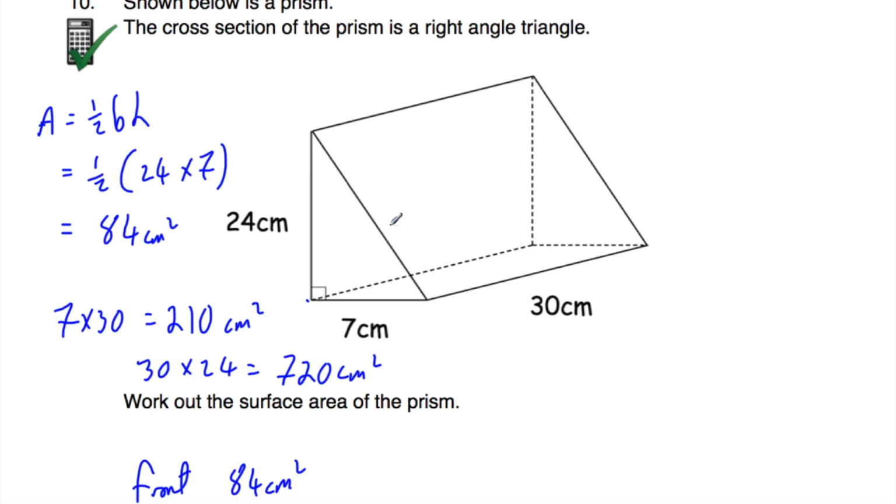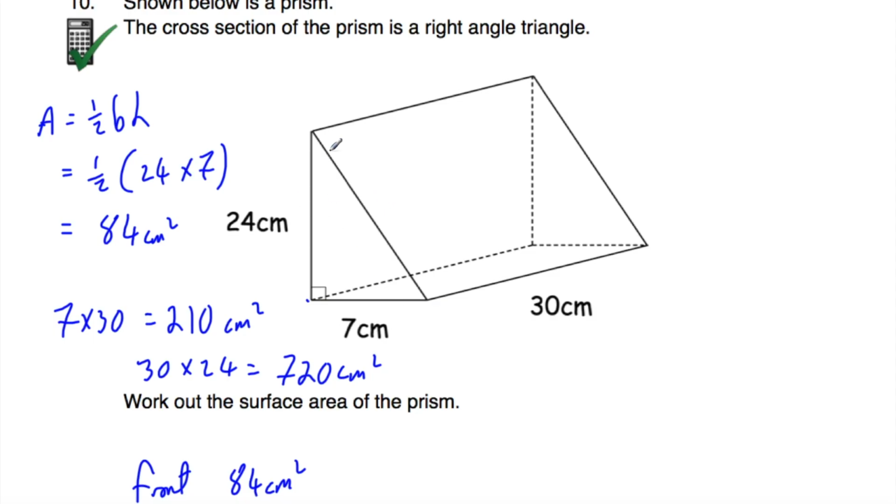Now I've kept the best to last here because there's a bit of maths we need to do to be able to find the area of this rectangle. So we want to find the area of this right hand face, this slanted face here. And it's a rectangle. As you can see, the length of it is 30 centimeters, but we don't actually know the width of that rectangle. We need to do 30 times something.